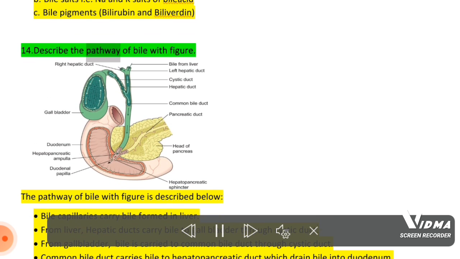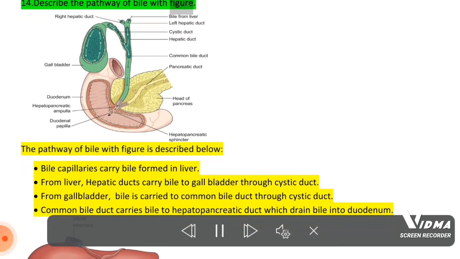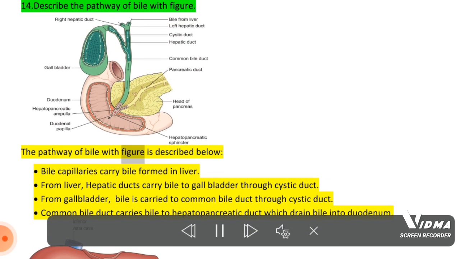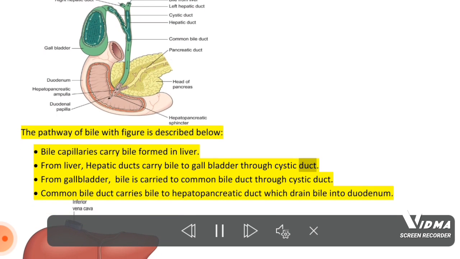14. Describe the pathway of bile with figure. The pathway of bile is described below. Bile capillaries carry bile formed in the liver. From the liver, hepatic ducts carry bile to the gallbladder through the cystic duct. From the gallbladder, bile is carried to the common bile duct through the cystic duct. The common bile duct carries bile to the hepatopancreatic duct, which drains bile into the duodenum.